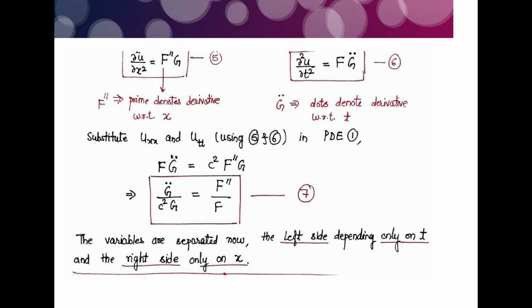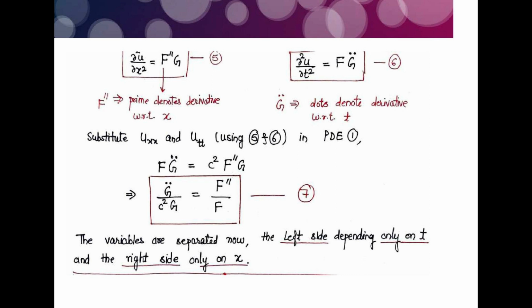Now use equation number 5 and equation number 6 in equation number 1, that is the one-dimensional wave equation. Substitute the values, we get F times G double dot equal to c square F double dash G. Now separate the terms having time as one variable and x as the other variable. So we have equation number 7. On the left we have G double dot divided by c square G, and this is equal to F double prime divided by F.